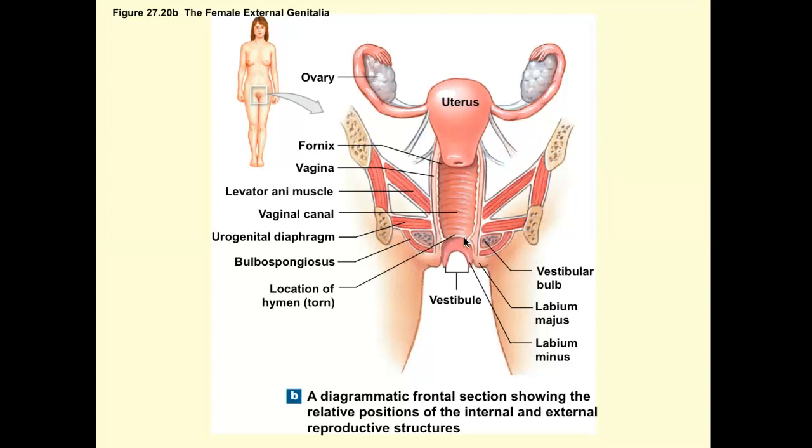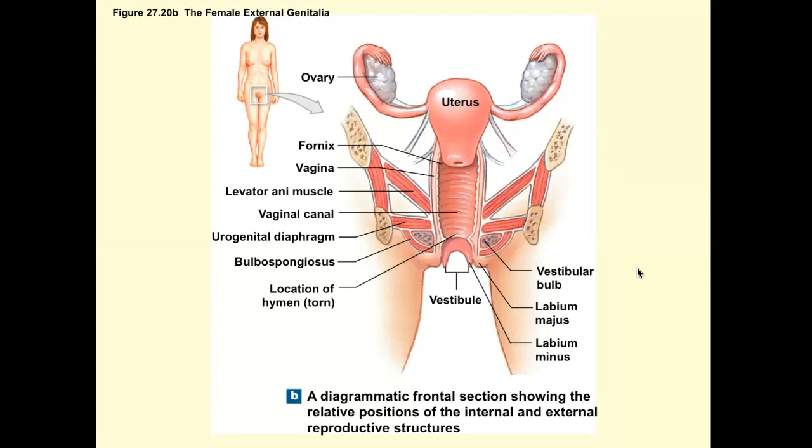And then other women will have a very thick, durable hymen that causes a lot of pain during intercourse the first time, and because it breaks the hymen, it bleeds a lot. So it's just a very variable structure, but there's a membrane that can partially cover or completely cover the opening to the vagina. All right. So I think that's it for this picture, looking at the external genitalia.